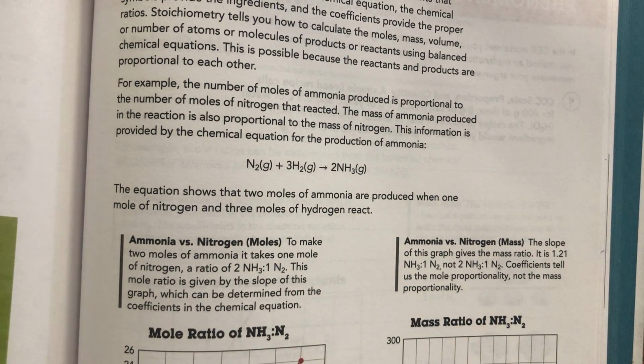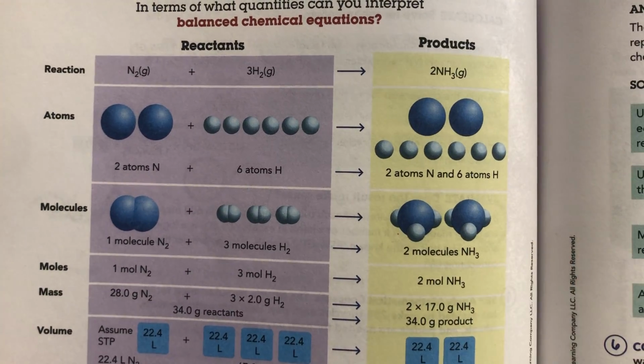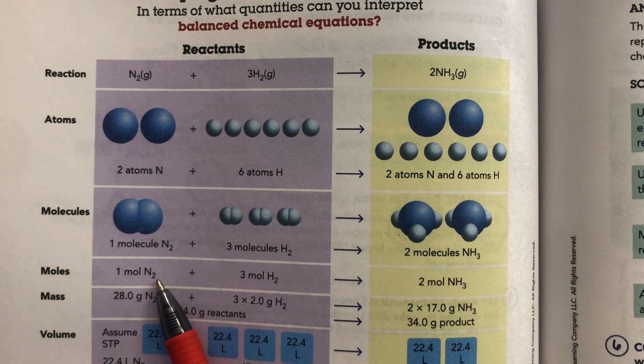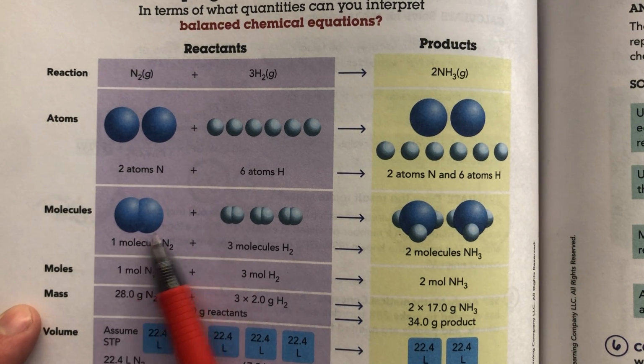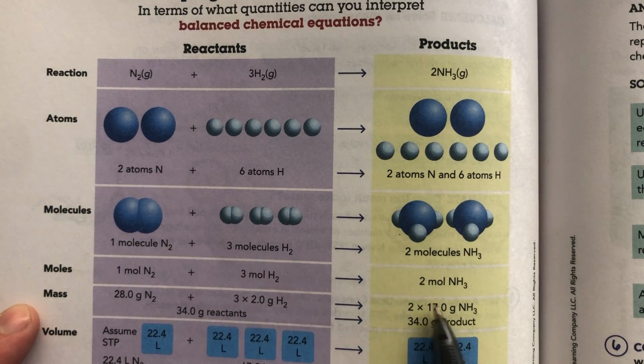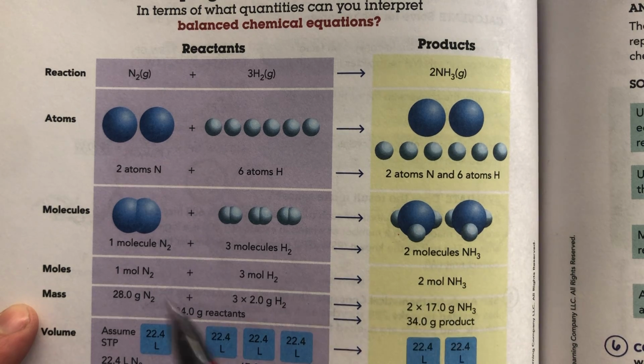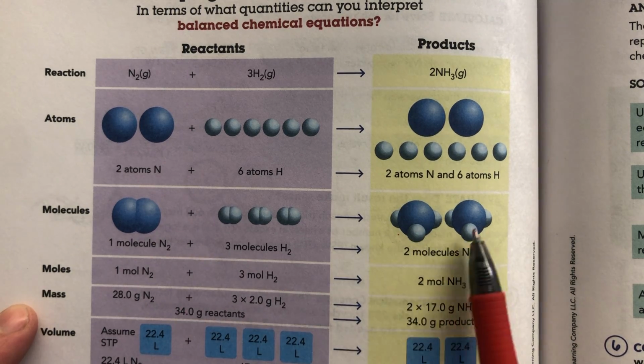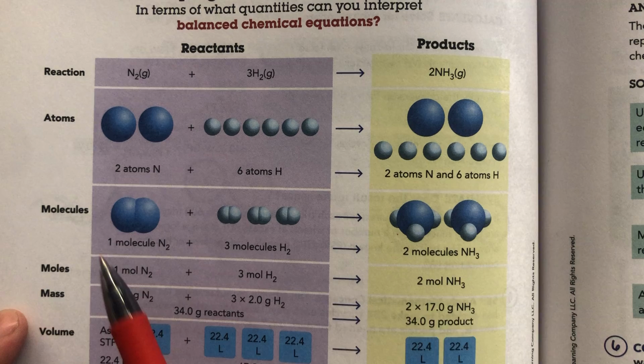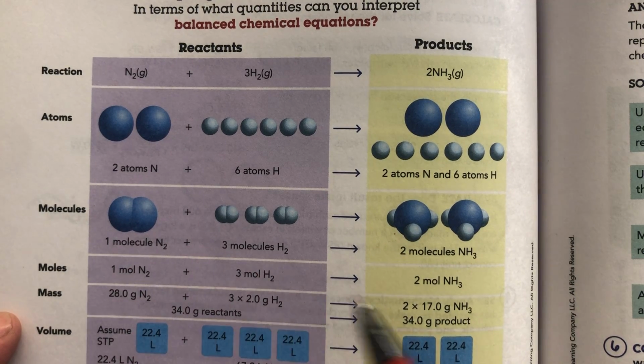And just as a reminder, I'm going to go back to what we've talked about in the past. Okay, we have this chart here. So for every mole of nitrogen, that comes with 2 molecules, we can make 2 moles of ammonia because they separate, and we can make 2 molecules of ammonia. So just remember, it's a 1:3:2 ratio.